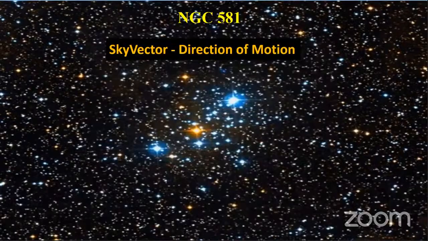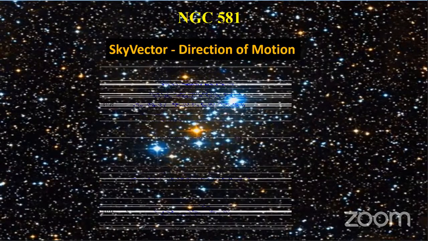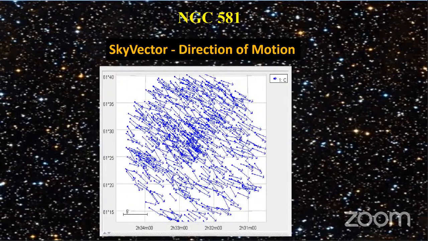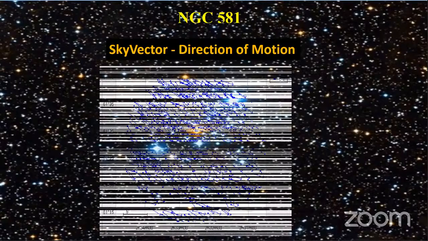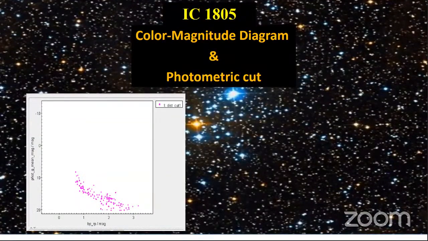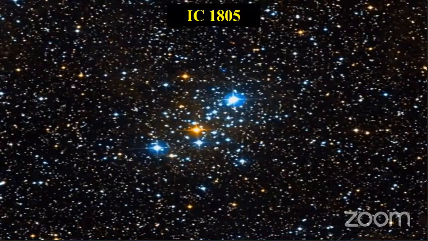Then I went again for NGC 581. This is the sky vector for the selected region, where you can see almost all the stars are moving in the same direction. Then I did the same photometric cut and the distance cut. And yeah, I don't know, it is not showing the number of slides.